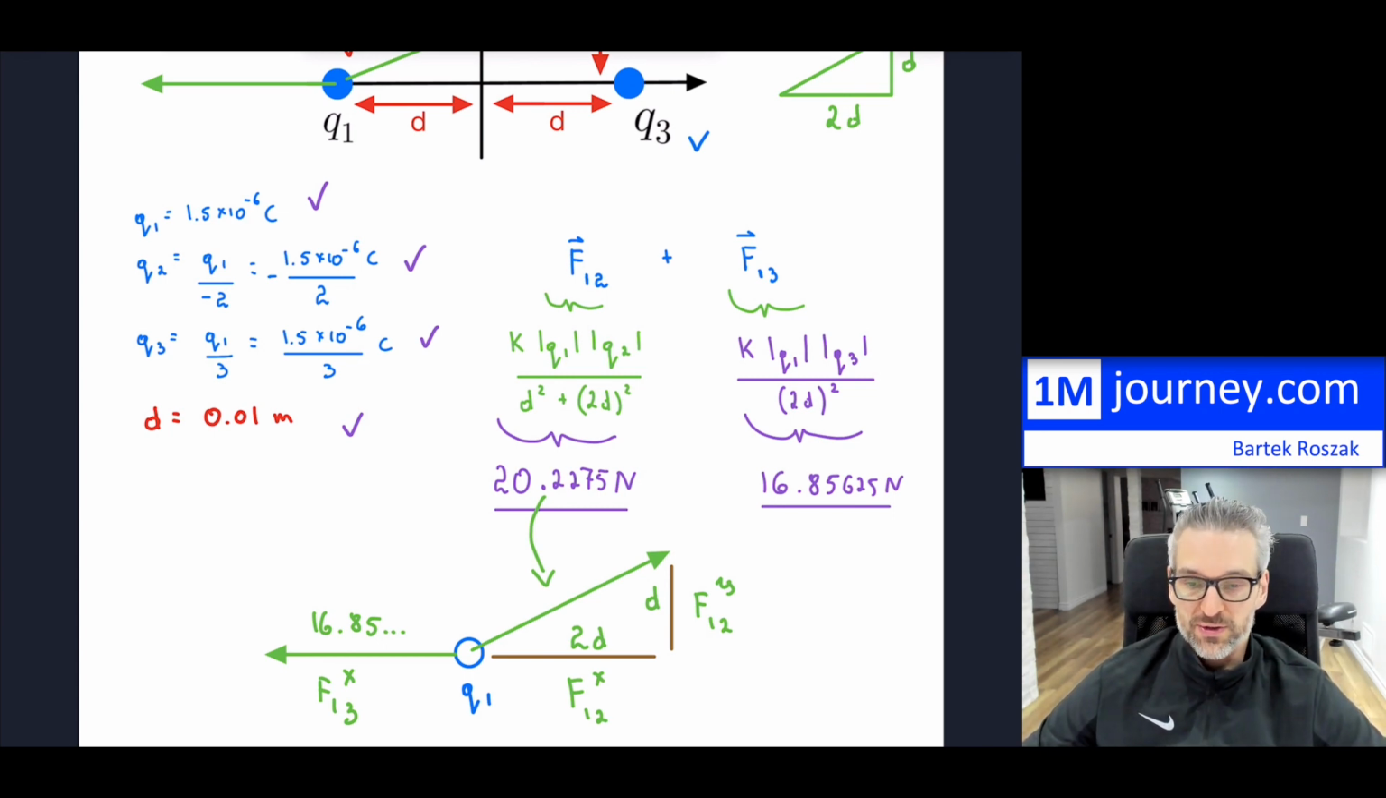All right, so we only need to find those x and y values of the component, which is Q1 with respect to Q2. Let me just find that angle, and then we're going to find out those components.